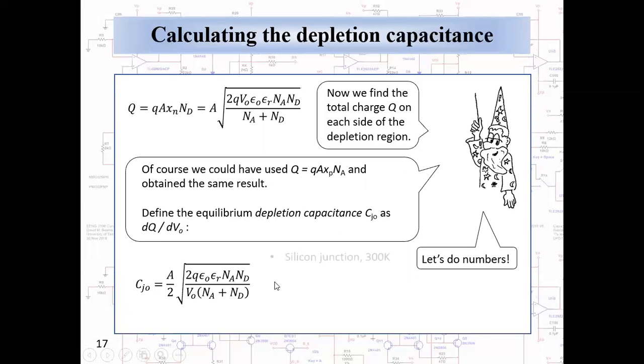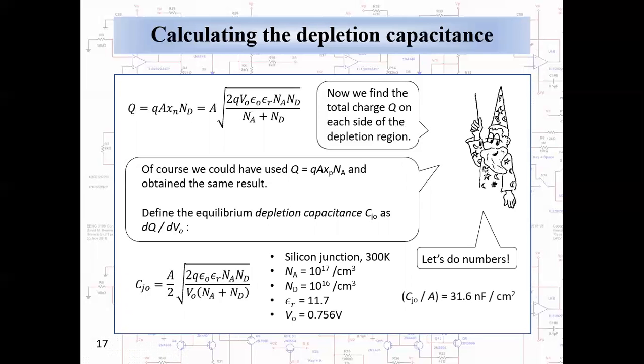So let's do some numbers. Silicon junction at 300 kelvins, 10 to the 17th acceptors per cubic centimeter, 10 to the 16th per cubic centimeter donors in the N region, dielectric constant 11.7, contact potential 756 millivolts, and we get a capacitance of 31.6 nanofarads per square centimeter.